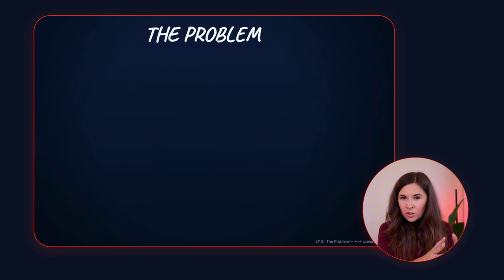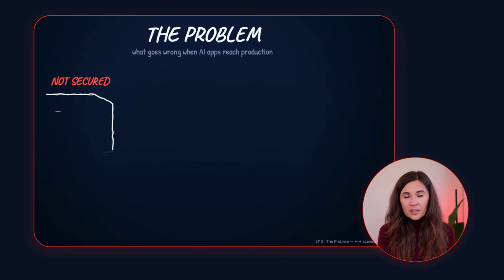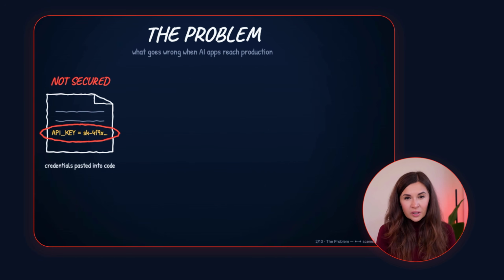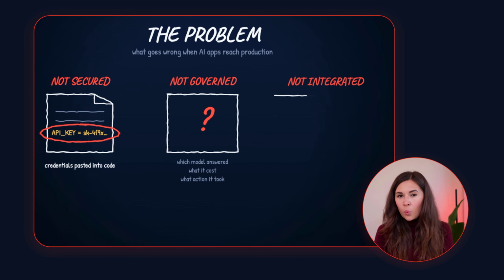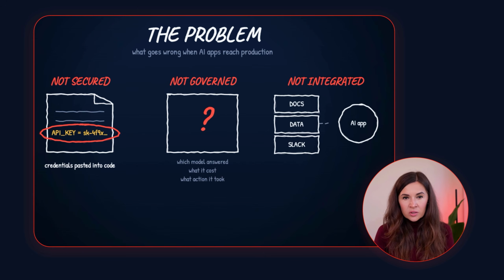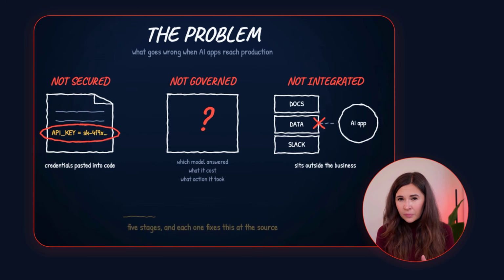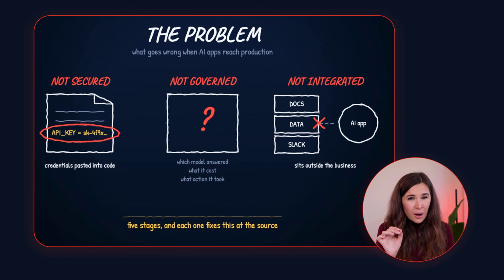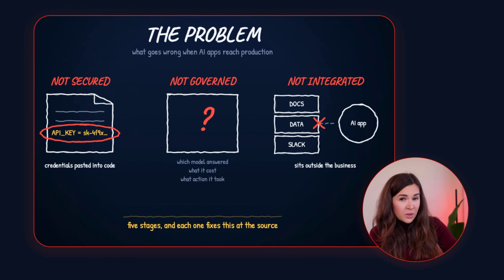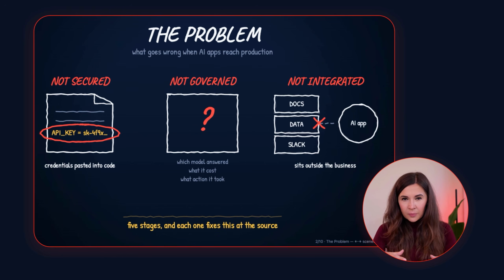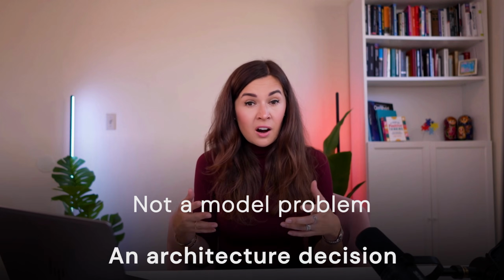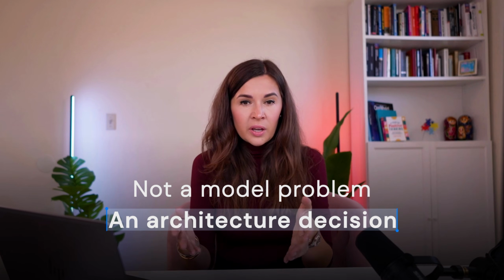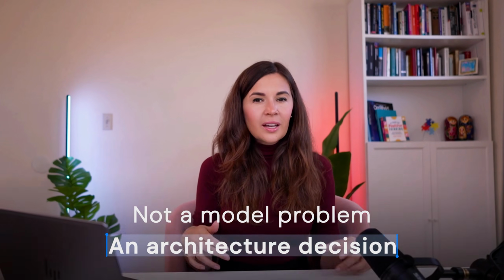A lot of them are not secured because credentials end up pasted into code that dozens of people can access. They're not governed because nobody can clearly tell you which model answered, what it cost, or what action it took and why. And they are not integrated, so the application sits beside the business instead of operating inside it. Most of these problems are not model quality problems. They are architecture decisions that you need to make before you write anything. And that's what these 5 stages are designed to address.